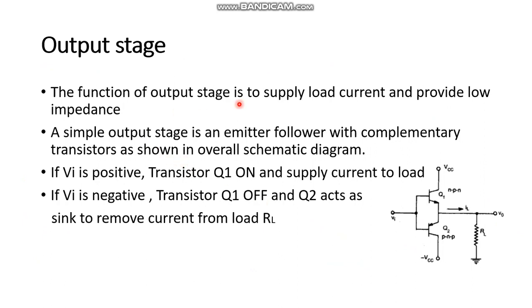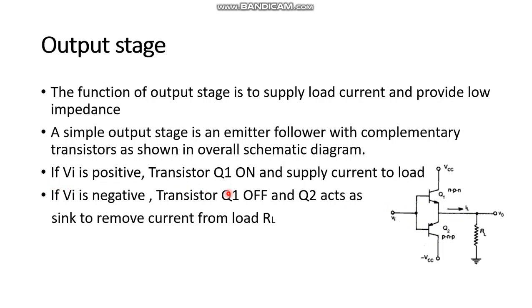Output stage. The function of the output stage is to supply the load current and to provide a low impedance. This is the output stage we find. A simple output stage is an emitter follower with complementary transistors as shown in the figure. This is the emitter follower with complementary transistors. This is PNP, this is NPN, a complementary pair.